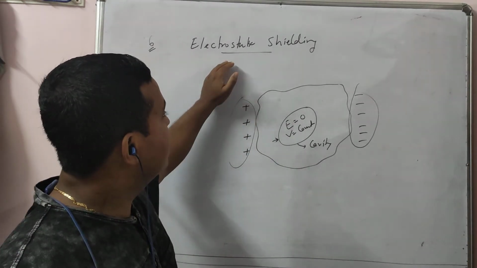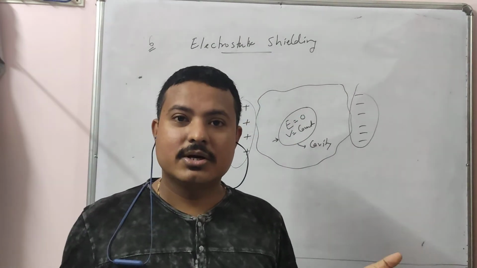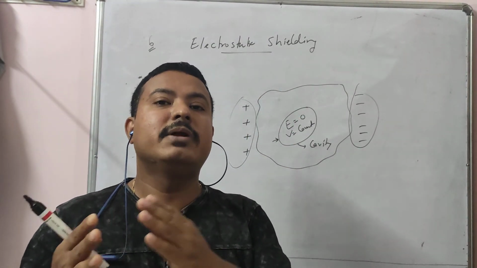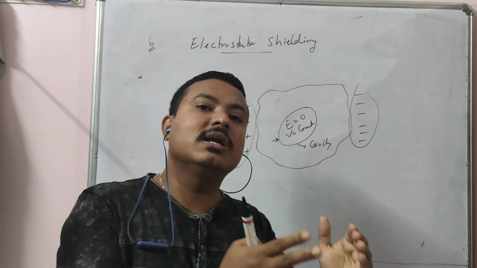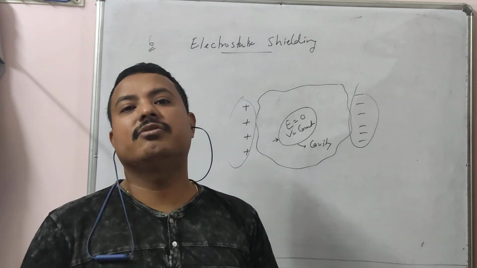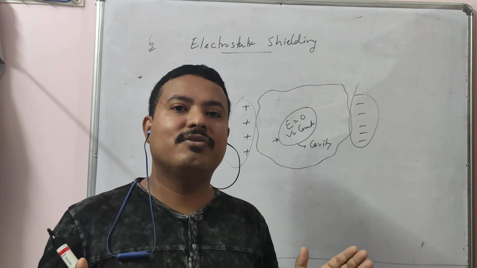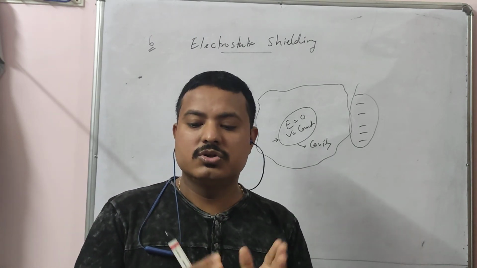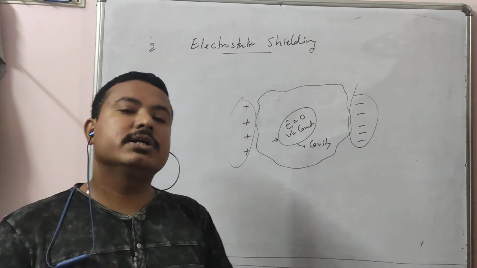So electrostatic shielding means what? It is simply the property by which some instruments or devices may be protected from an external electric field by keeping them inside a cavity of a conductor, because inside the cavity the electric field is zero. So this is all about the electrostatic properties of a conductor.